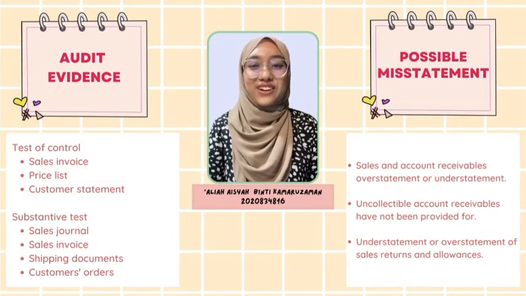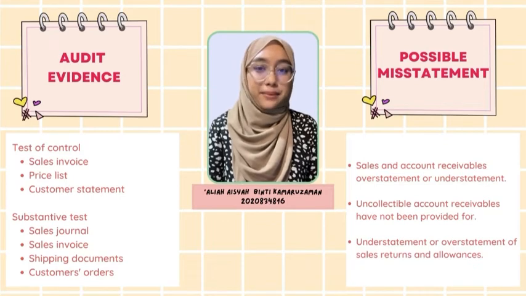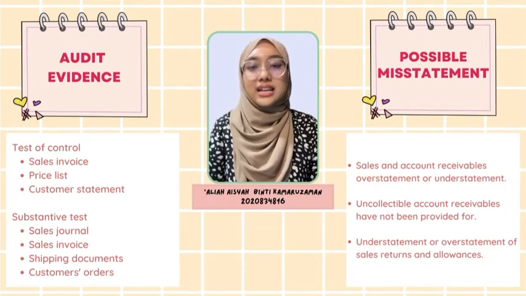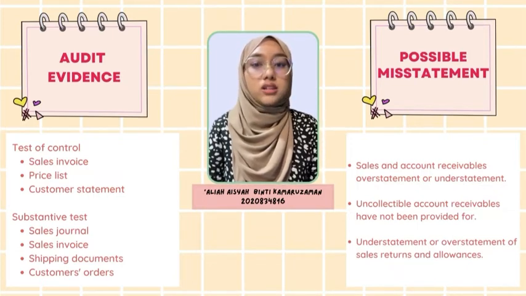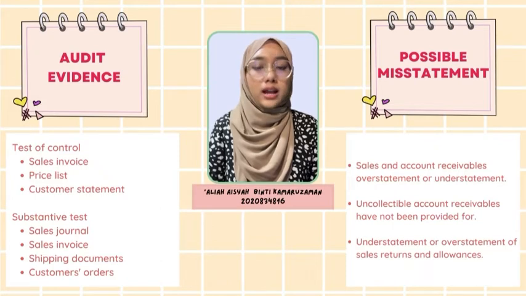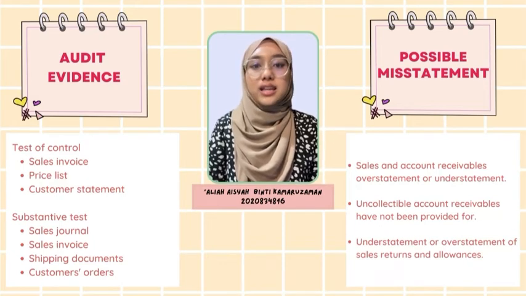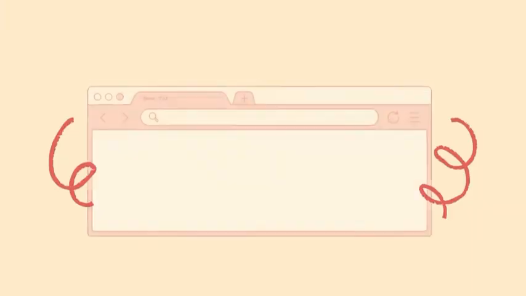The audit evidence for the test of control are sales invoice, price list, and customer statement, while for the substantive tests are sales journal, sales invoice, shipping documents, and customers' orders. The last one is possible misstatement for accuracy, which are sales and account receivables overstatement or understatement, uncollectible account receivables have not been provided for, and understatement or overstatement of sales returns and allowances.